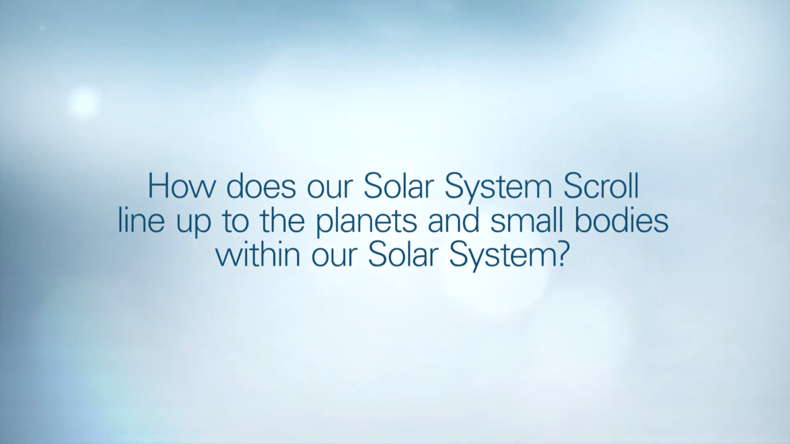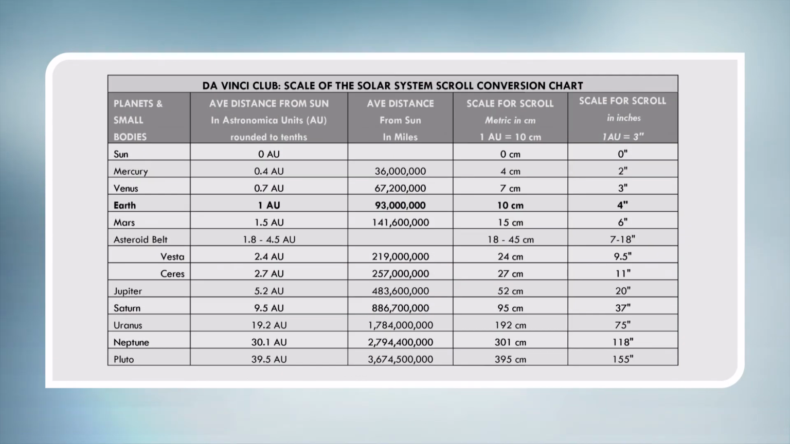So how does our solar system scroll line up to the planets and small bodies within our solar system? All of the fractions we just reviewed are pretty close to what scientists have observed. Well, here is a table that gives us the names of the planets and small bodies, and you can look at it in various different units.